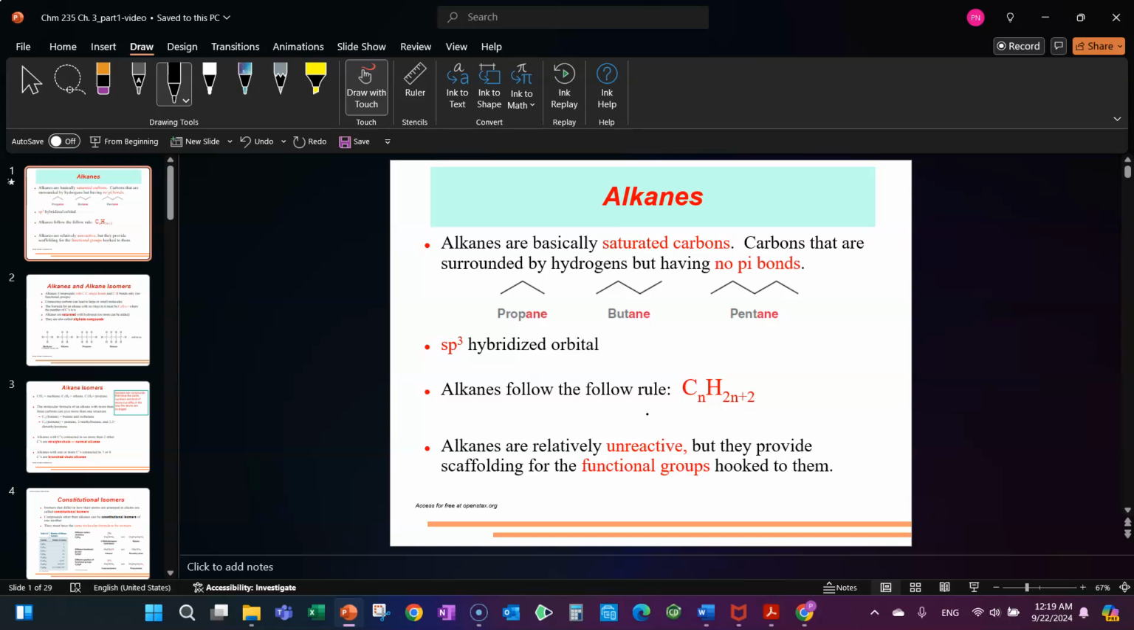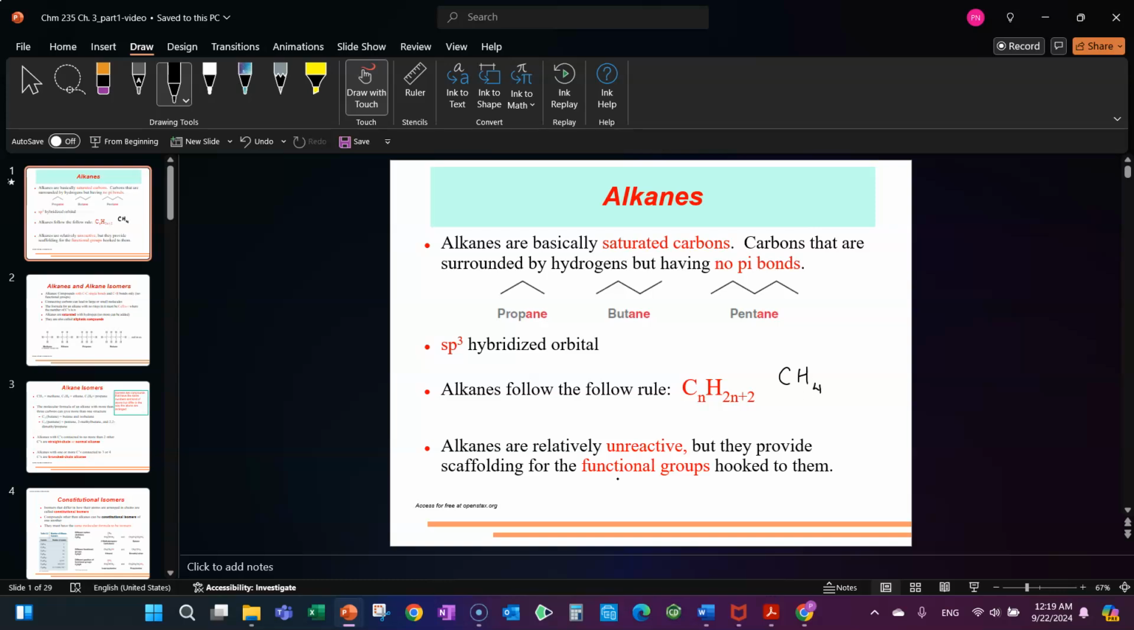Alkanes follow the general rule CnH2n+2. That means you can generate the whole series of alkanes just by using this formula, CnH2n+2, where n is any number starting from 1 to any other number. So for example, if you say n equals 1, then we have 1 carbon and hydrogen would be 4.